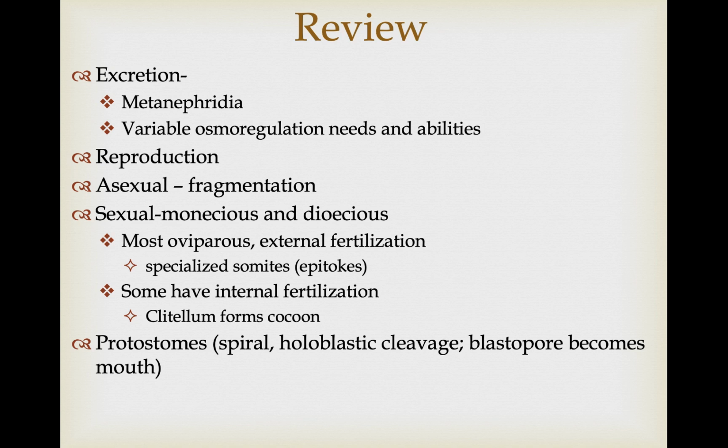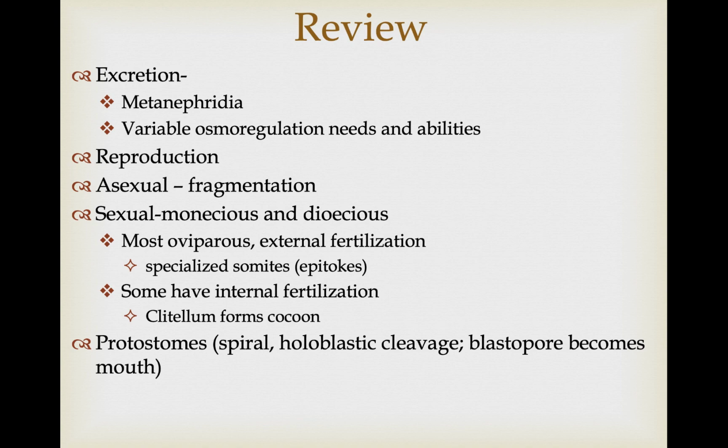In some forms, the gametes are released by bursting of specialized somites called epitokes that swim to the surface and are highly synchronized in their reproductive seasonality. Many of the earthworms and leeches are monoecious, and they come together to swap sperm and have internal fertilization, where the fertilized eggs are then put into a mucus sleeve created by the clitellum that forms a cocoon to allow them to develop. They're protostomes.